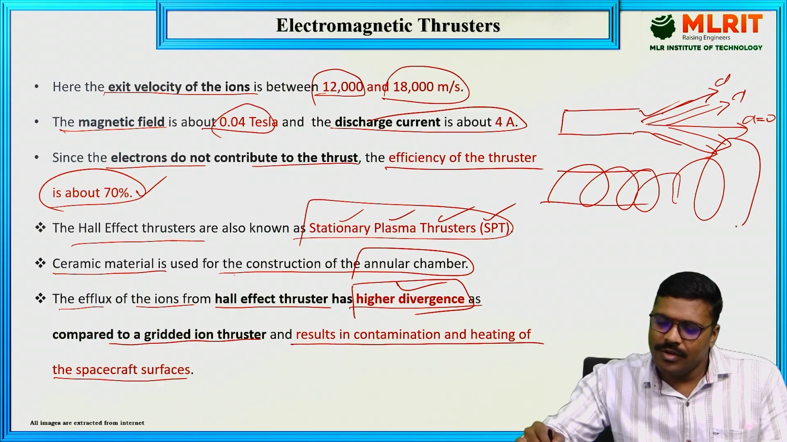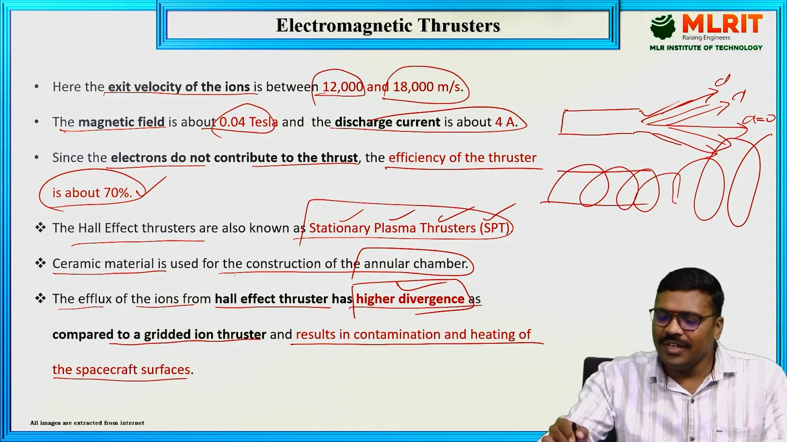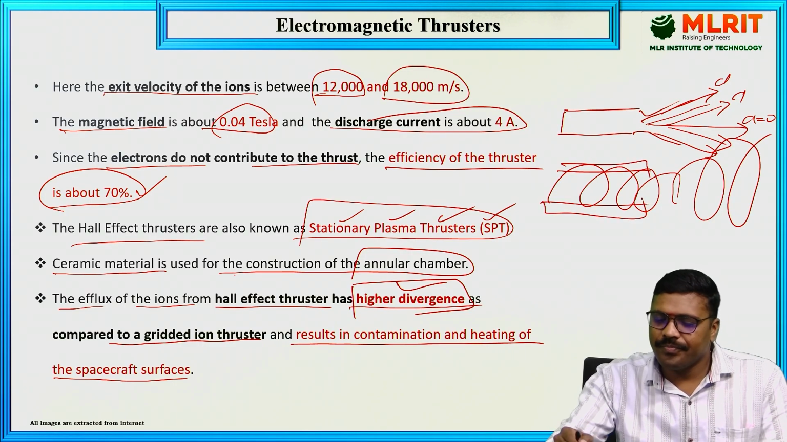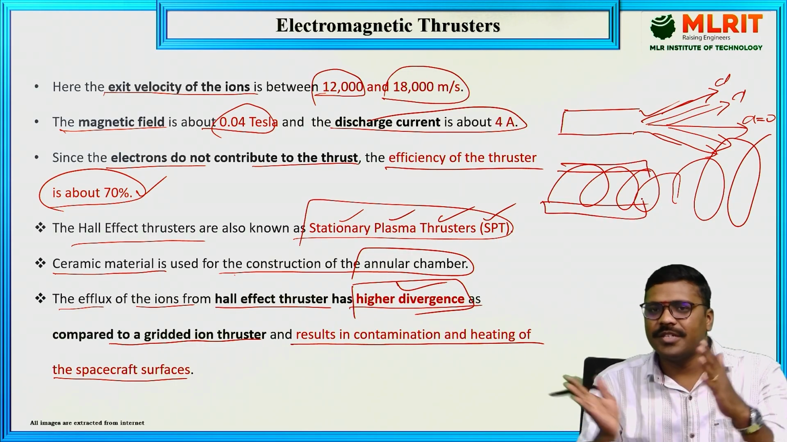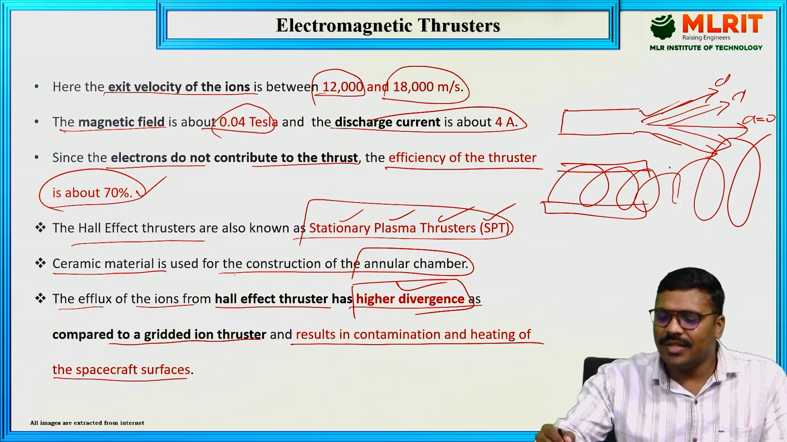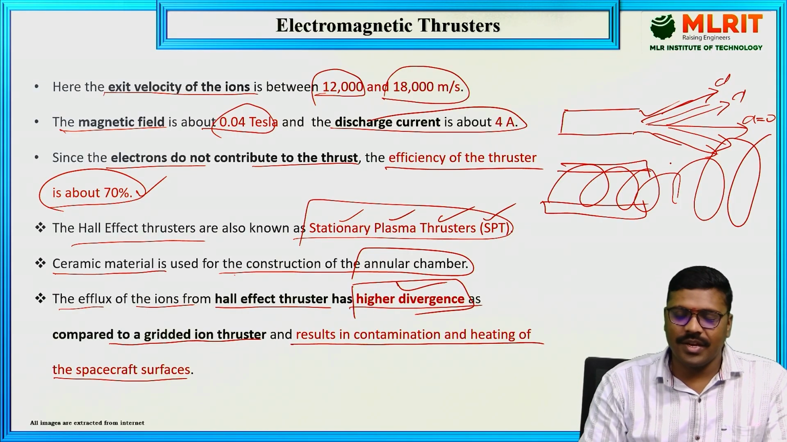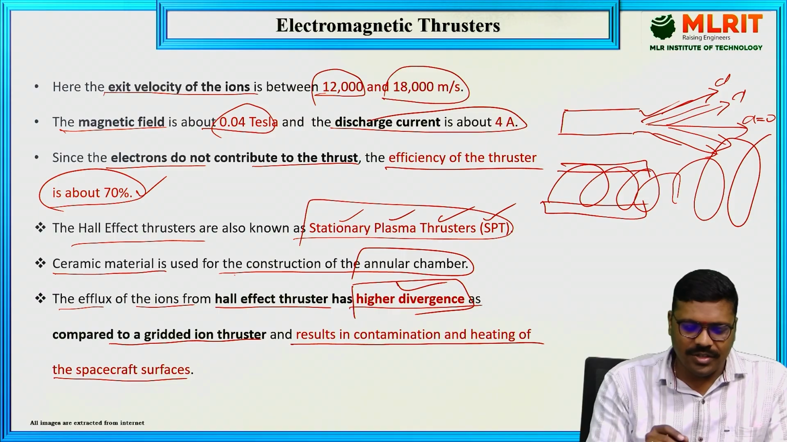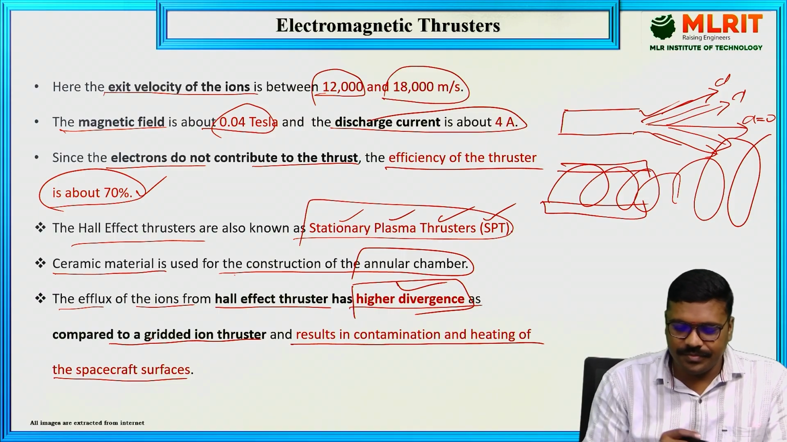after leaving the combustion chamber, the divergence is more in the electromagnetic thrusters. Okay, that's why there is some divergence loss in the electromagnetic thruster compared to the gridded ion thrusters.